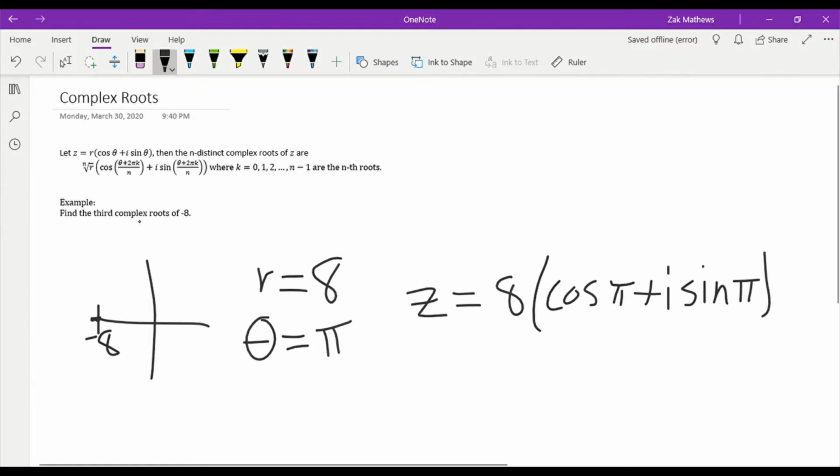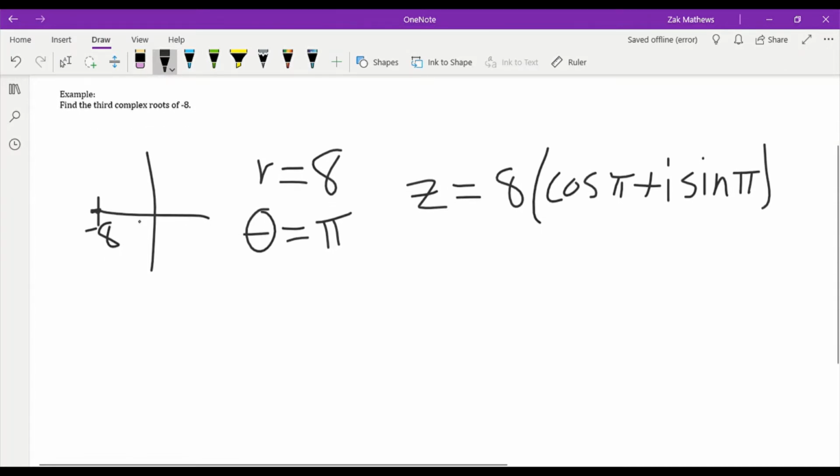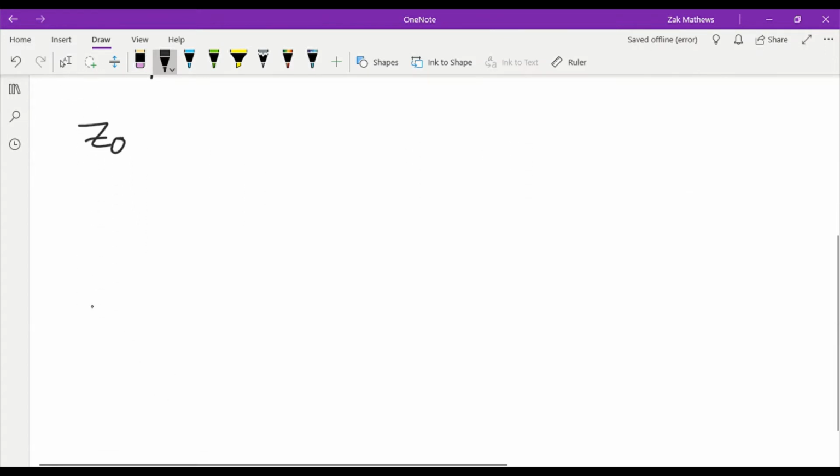But what we're after are the third complex roots. So I'm going to be looking for 3 things. I'll be looking for 3 roots. I'm going to call it z0. The next one will be z1, and then we'll have z2.